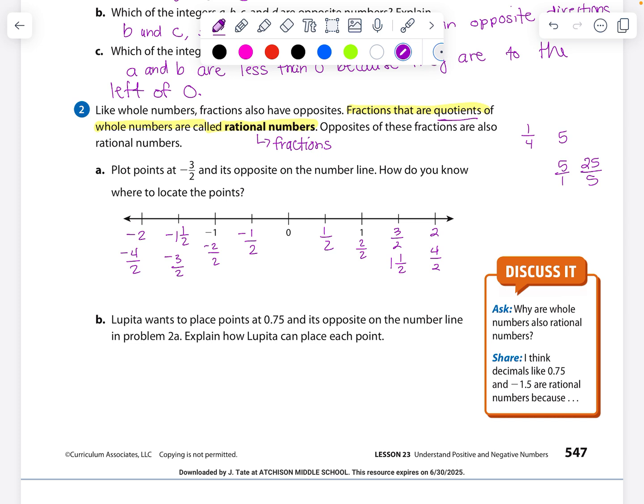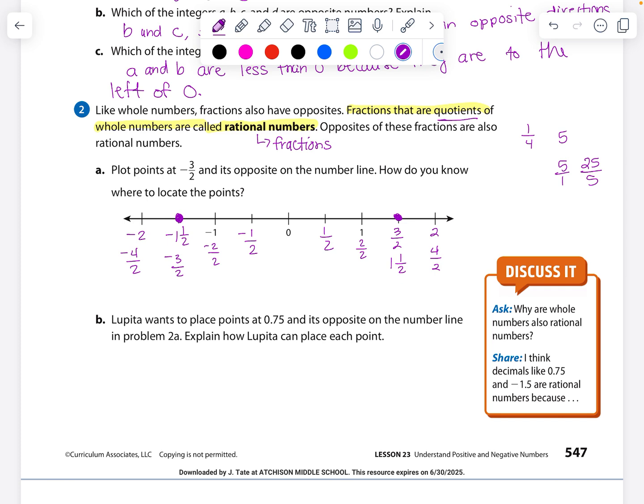So plot the points at -3/2 and its opposite on the number line. How do you know where to locate the points? So -3 halves is going to be here. And if I hadn't labeled it on the other side, I could still find it. It's 1, 2, 3 units away from 0. So we would count 1, 2, 3 units away from 0 on the other side. When you're putting dots on your number line, make sure they're actually touching the number line, because you'll lose points if you don't do that.